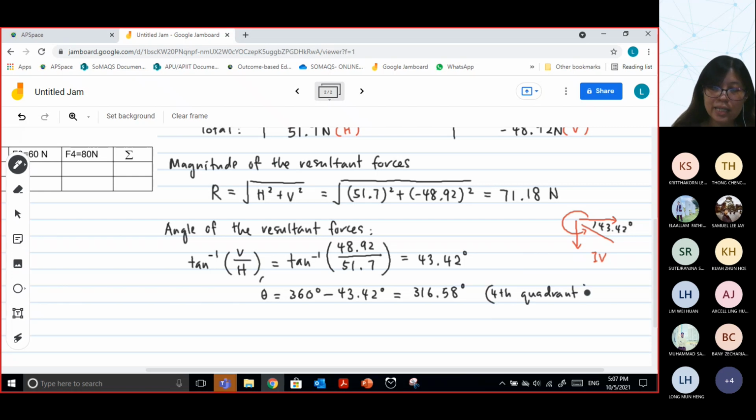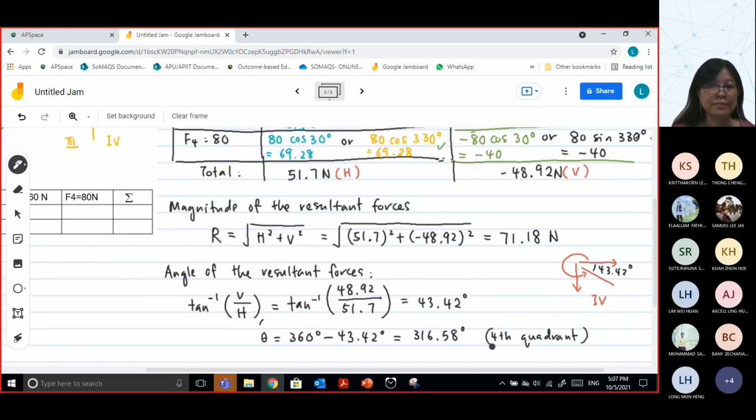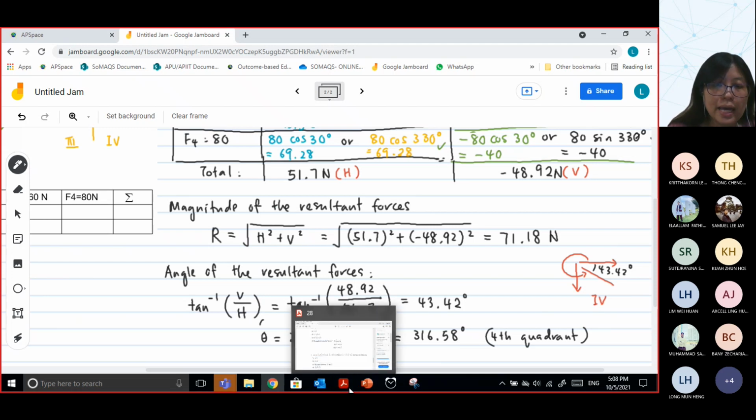Is that clear? I purposely slowed down to let you understand this one. So is that okay? How to find the angle? Yeah, okay, miss. So the rest of the students, is that clear? Okay, so that's how we calculate when we have a few forces.